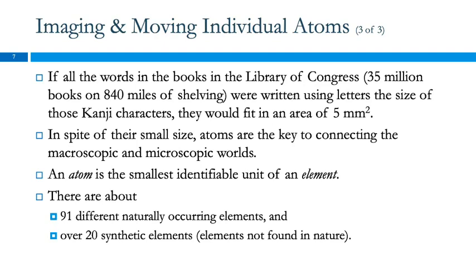So there are about 91 different naturally occurring elements, and there are also over 20 synthetic elements, meaning they're made by man. They do not occur in nature. So on the periodic table, the ones we see whose symbols are in white, they're just kind of an outline, those are all man-made elements.